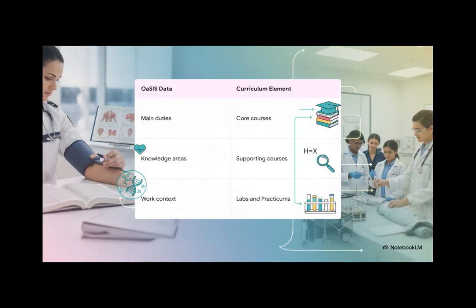Here is how Kelly groups specific OASIS data points to map out her program. The main duties from OASIS directly inform the core courses. For example, turning a patient assessment duty into a specific emergency medical responder course. Knowledge areas, like biology or health, become the supporting courses, such as pathophysiology. And finally, the work context data specifies exactly what needs to happen in labs, practicums, or work-integrated learning. It literally takes the guesswork completely out of program design.